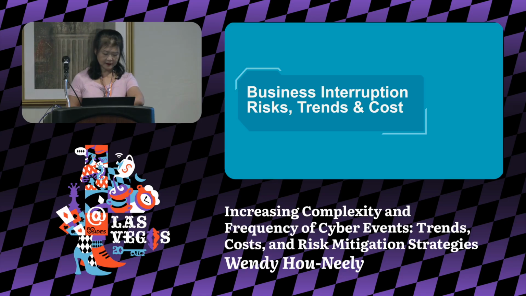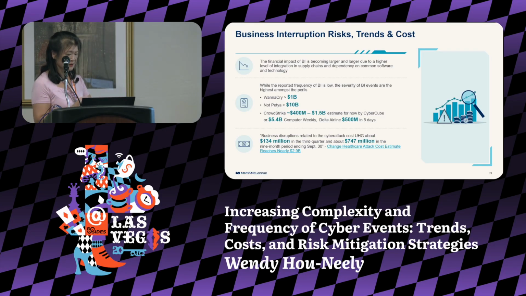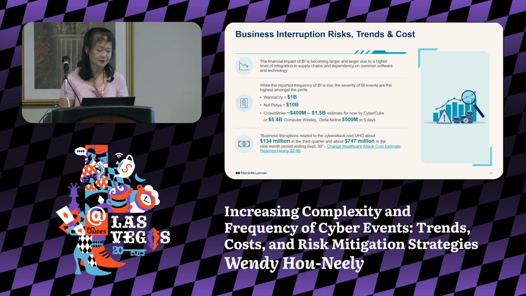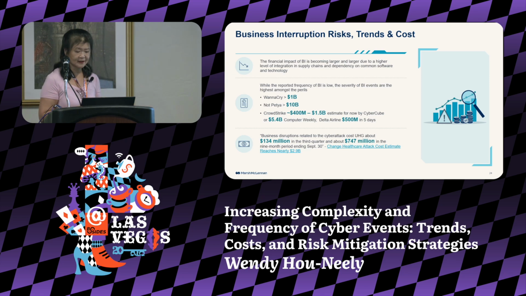Next, I want to talk about business interruption. One of the big ones last year was the CrowdStrike one. Again, depends on who you ask. That was 400 million to 1.5 billion, but the cyber insurers estimate about 5.4. But Delta was saying that they lost 500 million. According to their CEO, they lost 500 million in 5 days.